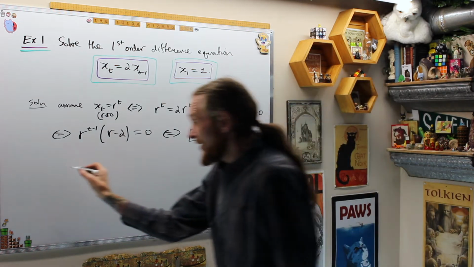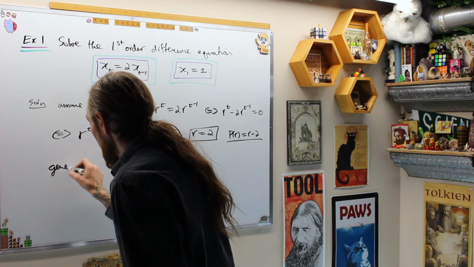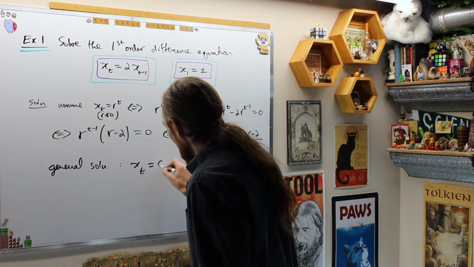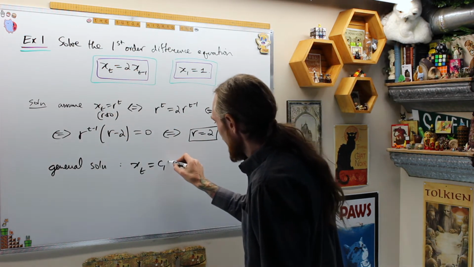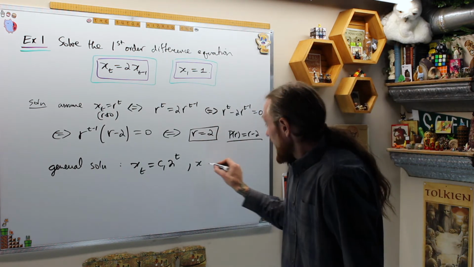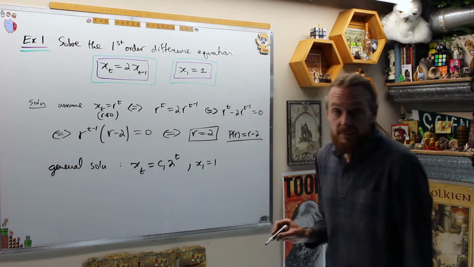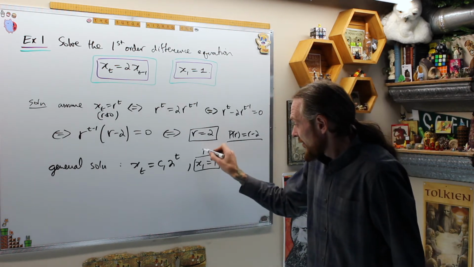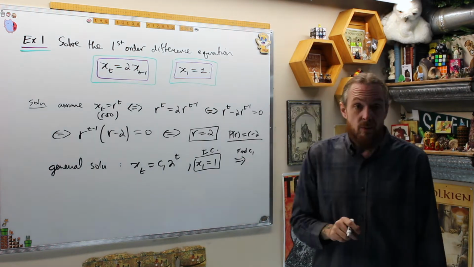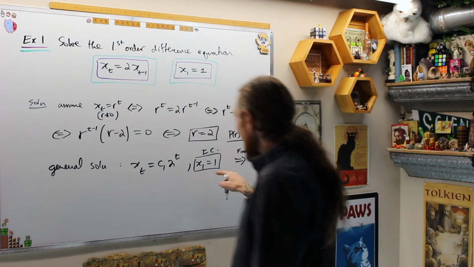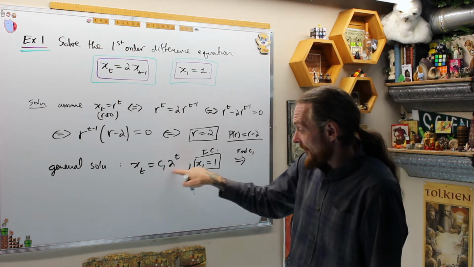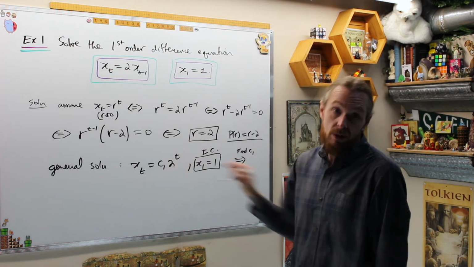What that tells us is the general solution is going to be x_t equals some constant times 2^t. But I also know that x_1 is 1, and I use this initial condition to find c. What is that going to be? That tells us at timestamp 1, we have the value 1, and now we have an explicit formula and we can solve for c.